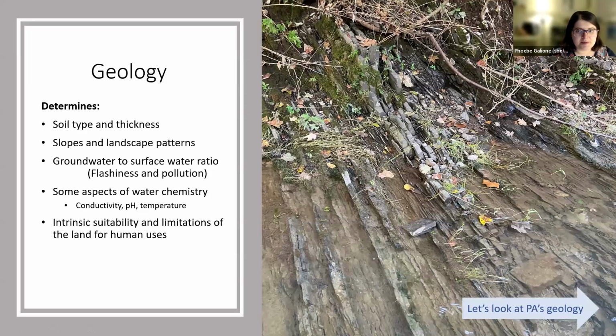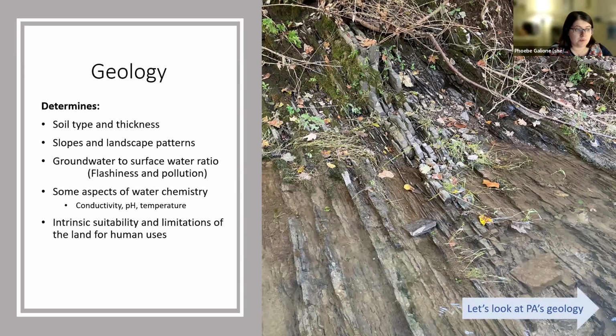Alrighty, so first up is geology. When I talk about geology, we're kind of talking about the natural features of an area, the underlying and surrounding rocks, the bed of your stream, and geology has a huge impact on the data that you may see in your streams. Some geology types more than others, but geology will determine the soil type and thickness in your watershed. It'll determine the slopes and landscape patterns of your watershed. It'll determine how influenced your stream is by groundwater or surface water.